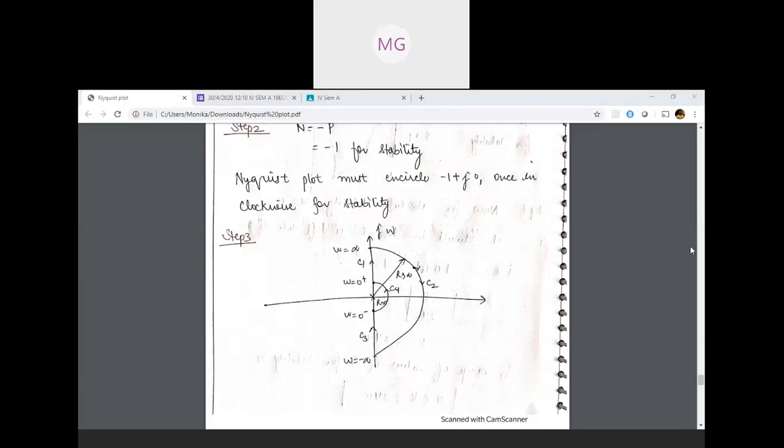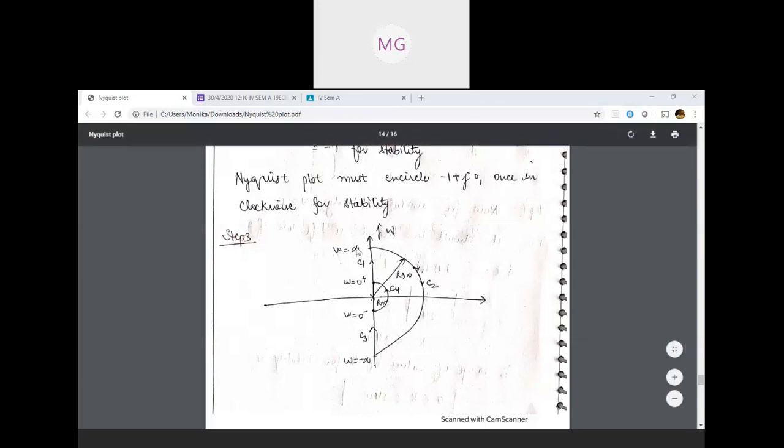So omega equals infinity to 0 plus is the first section, omega equals 0 plus to 0 minus is the second section, 0 minus to minus infinity is the third section, and from infinity to minus infinity is the fourth section. So you see that the plot is divided into 4 sections. The radius for the small semicircle from 0 plus to 0 minus is 0, radius tends to 0, and for the big semicircle radius tends to infinity.